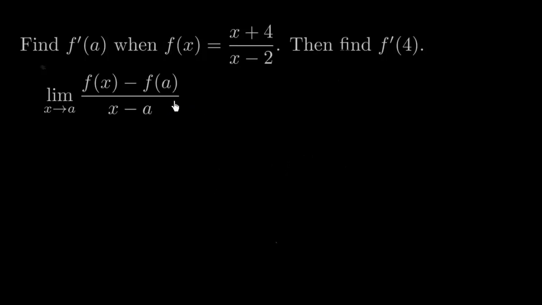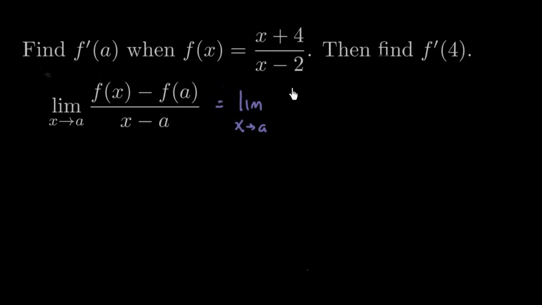Now the first step is to write out what f of x is. So we're going to have the limit as x approaches a. Now f of x is going to be the rational function (x + 4)/(x - 2) minus, and then you have f of a, which is going to be (a + 4)/(a - 2), all over x minus a.